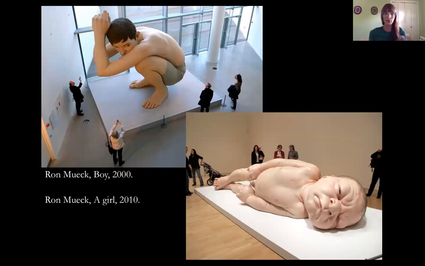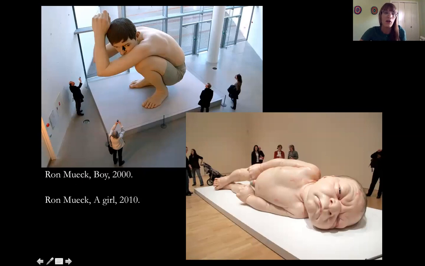So these are also large scale sculptures of people. These are not real people, but they look insanely realistic. So this is what we call photorealistic. You probably remember that term from our very first lecture. Basically, when an artist makes something look so realistic that it looks like a photograph, it looks like the real thing. So this is an artist named Ron Mueck, boy and girl.